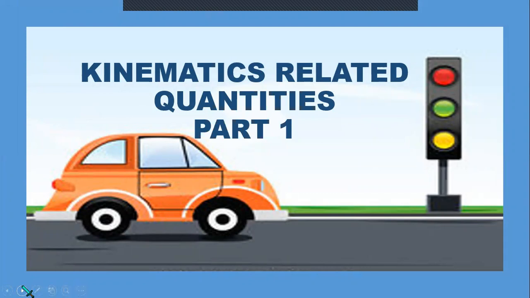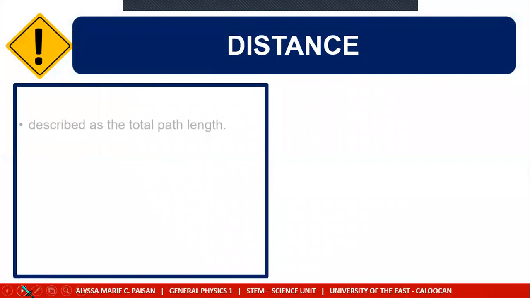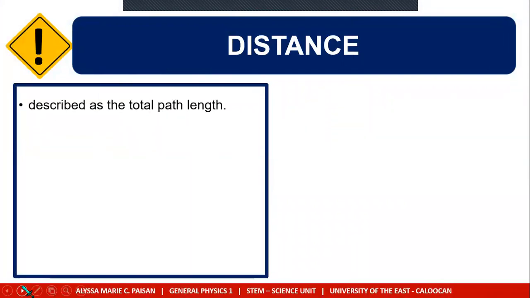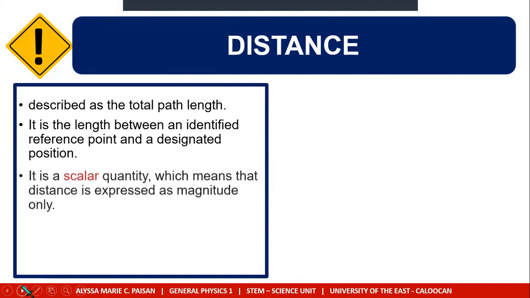This is the part one, which is kinematics related quantities that will tell us the difference and similarities between distance and displacement. Let's start with distance. When we say distance, that's basically the total path length traveled by an object. It is the length between an identified reference point and a designated position, meaning when we say reference point, that's the original position, and then the designated position is the destination.